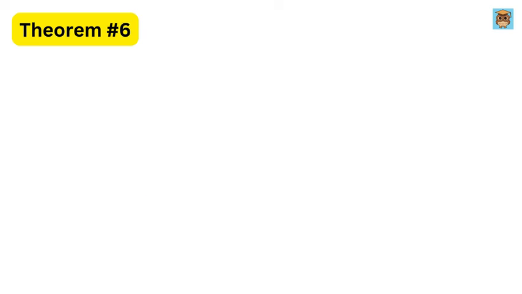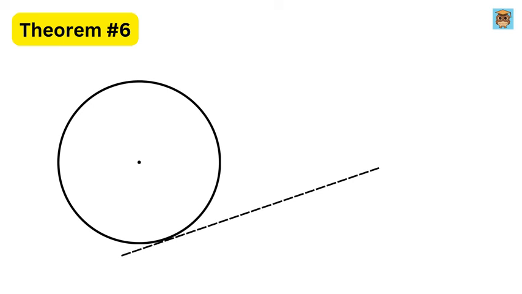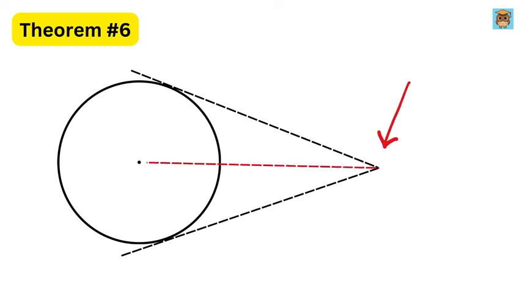Now, Theorem 6, the two tangents theorem. If two tangents are drawn to a circle from a single external point, then these tangents will always be equal in length. Another important property of this theorem is that the line joining the external point to the center of the circle always bisects the angle formed between the two tangents.